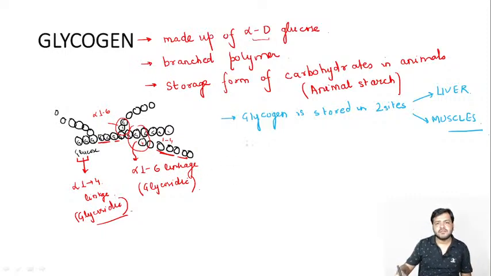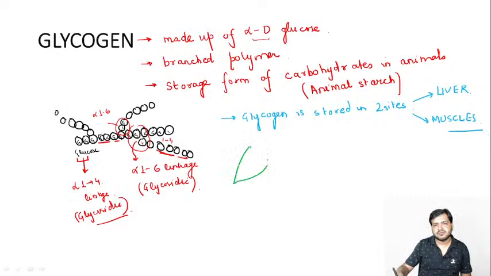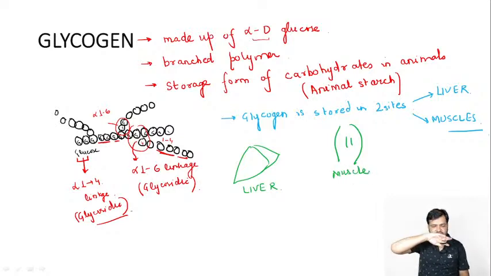Now see, if I just draw simply, suppose this is the liver, our lovely liver, and these are the muscles. So we have two storage sites of glycogen in our body. One is the liver and one is the muscle.